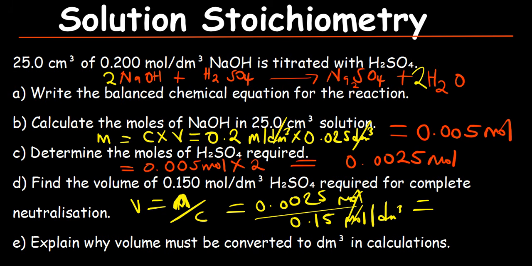So this is giving me 0.0167. Now since this is the volume, it will be dm cubed like that. Okay, so basically that. Then for question E, we're told to explain why volume must be converted to dm cubed in calculation. If you look at concentration itself, concentration is defined as moles per decimeter cubed. That's the one that we've been given here.